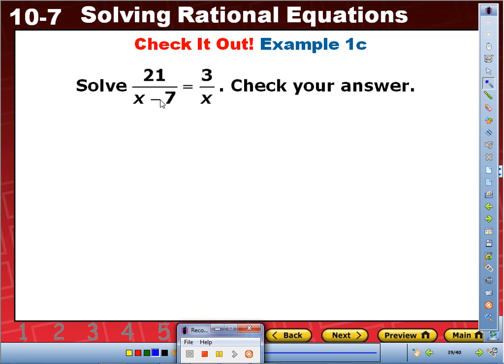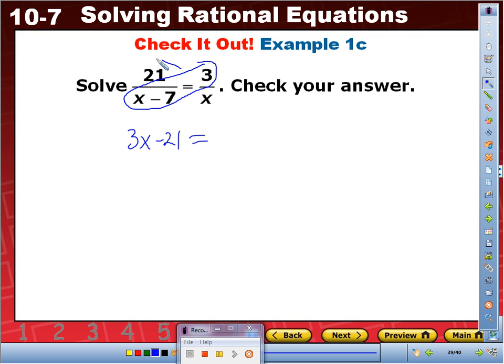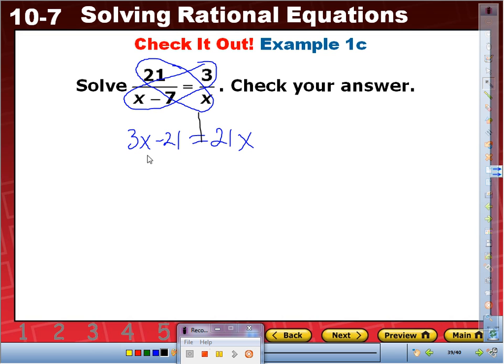Let's see. Cross multiply. 3 times x, that's 3x. 3 times negative 7, that's negative 21, equals 21 times x, that's 21x. Hands if you got that step. Okay. Next, let's solve. Get all variables to one side. What's my smallest variable? 3x. So I subtract 3x, subtract 3x. I end up with negative 21 equals 18x. Hands if you got it to right there.